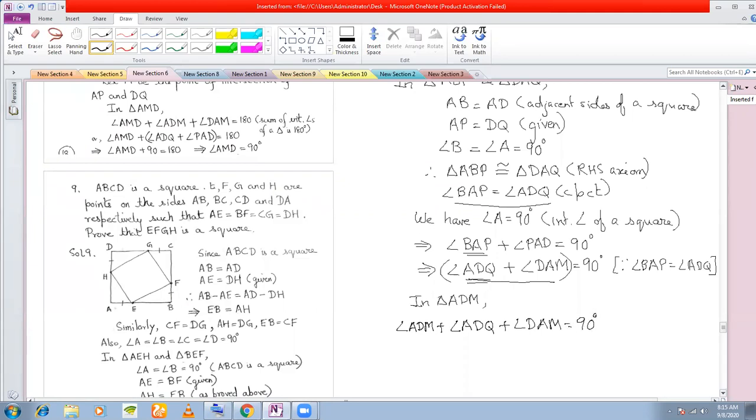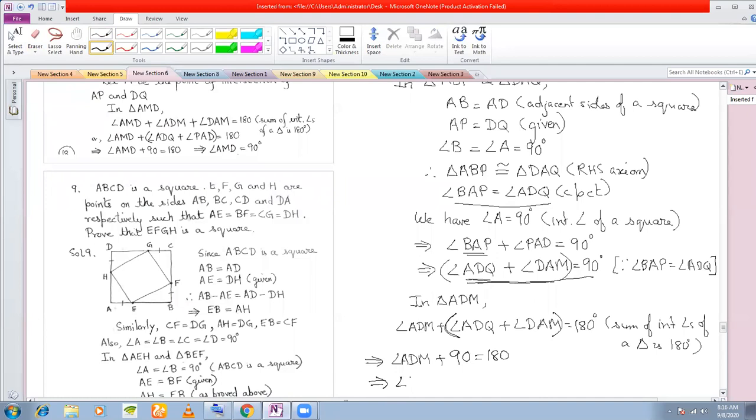is equal to 90 degrees because the sum of interior angles of a triangle is 180 degrees. And for ADM, we need to show that this is 90 degrees, so we write it as it is. And the sum of these two angles, sorry, why have I written 90 degrees? It should be 180. Now the sum of these two angles, I have shown here, is 90 degrees. So I write this as 90 is equal to 180.